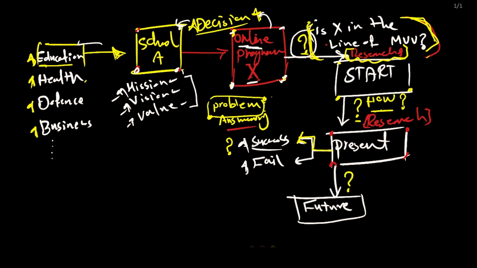And the second possible path, it is fail. So there is a problem. The problem is the program is not meeting the need. The program is not meeting the expectation. Of course, here you can form a simple question: why is the program not working, why didn't we meet the expectation? And this why might lead you backward as well. Maybe the start was wrong, maybe the decision was wrong, etc., etc.